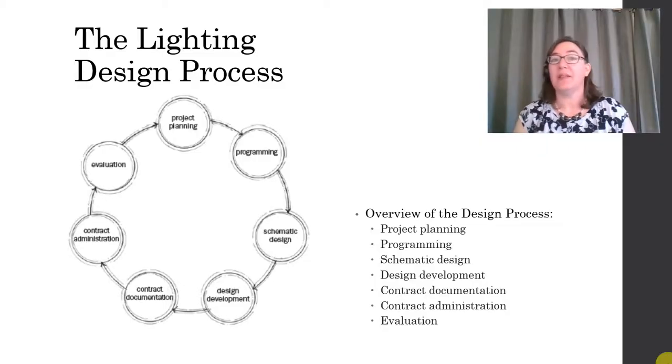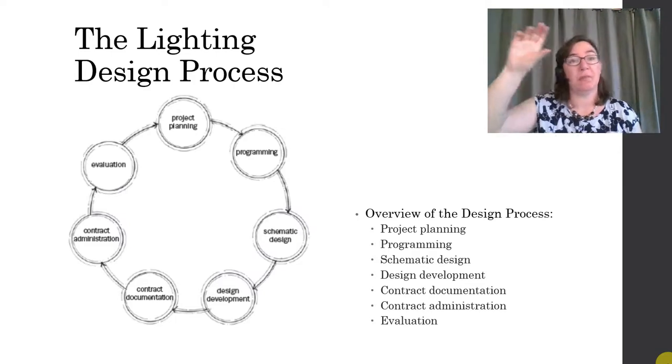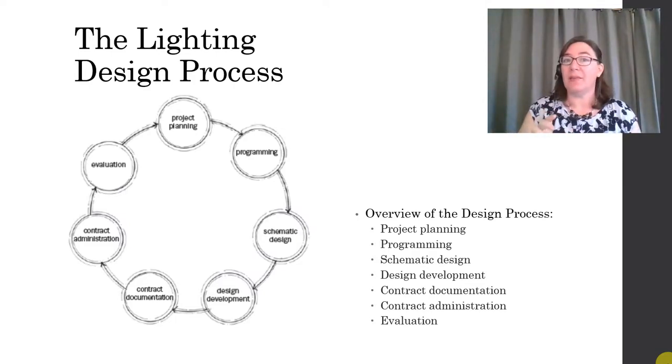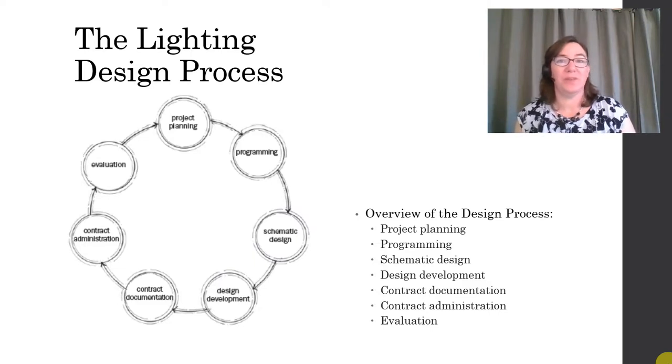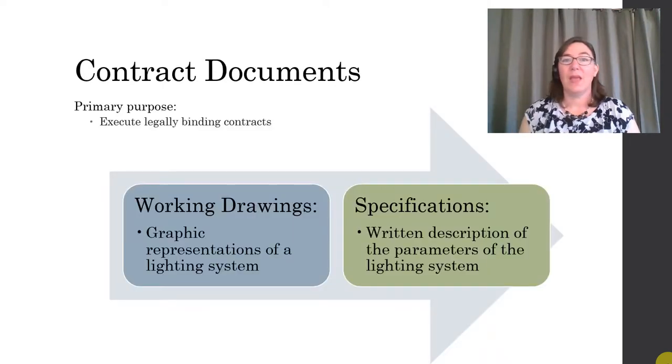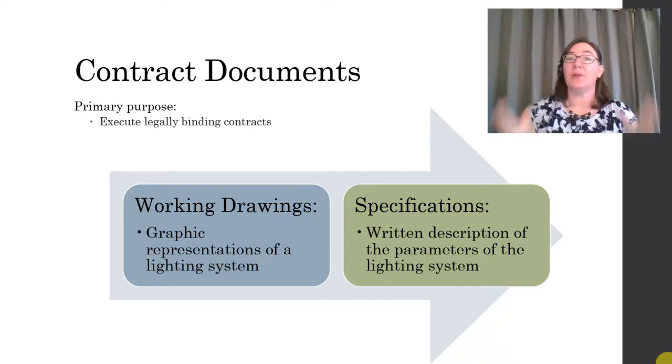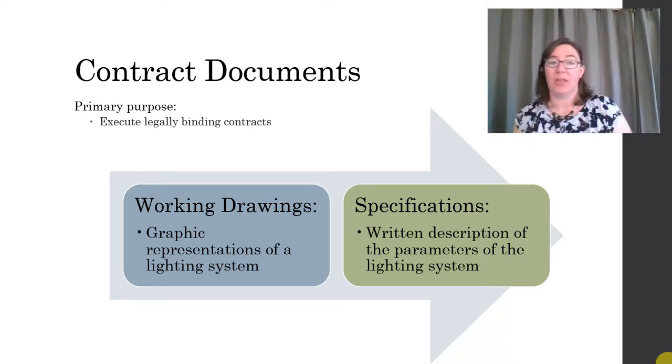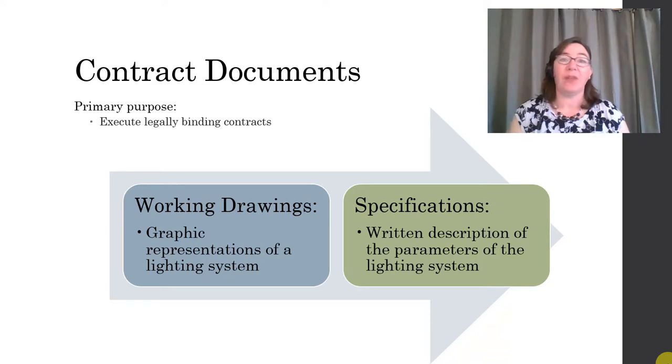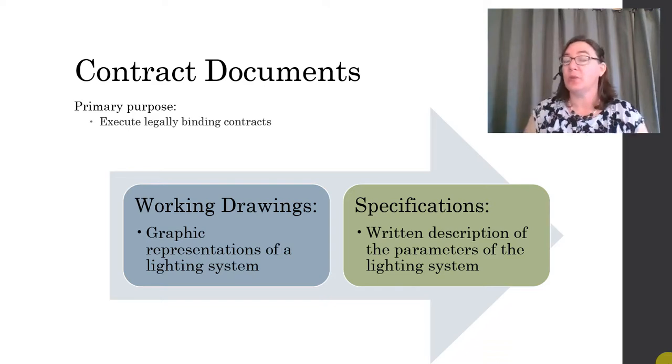So we've been talking about the lighting design process from initiation and planning through design development. Now let's go into more detail about contract documentation. Your contract documents are going to include drawings and specifications. The drawings are graphic representations of your design and of a lighting system that's going to be built. The specifications, which we'll talk about later, are a written description of the system, and they go together with those working drawings.